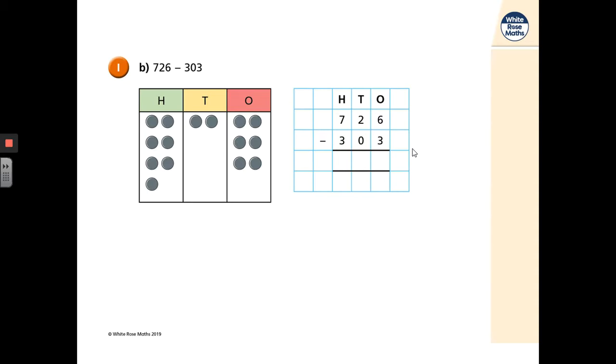Again, you've got place value counters there. So if you want to, you could draw that out, cross them out as you go to help you, or you can just work it out on the column subtraction.